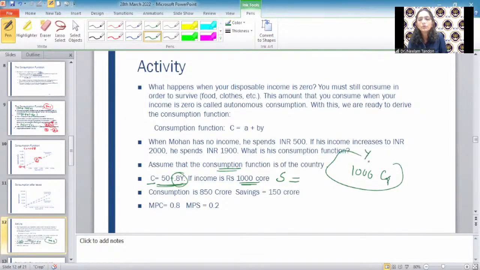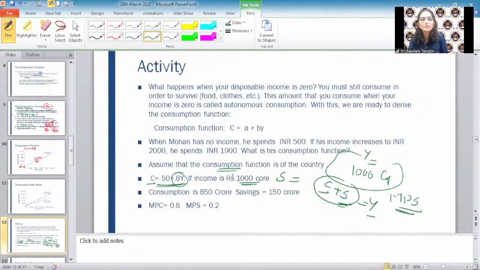So income given to you is 1000 crores. Consumption you will find out by substituting the value. Once you get consumption, you can find savings, because you know consumption plus savings is equal to income. So you will get this savings.